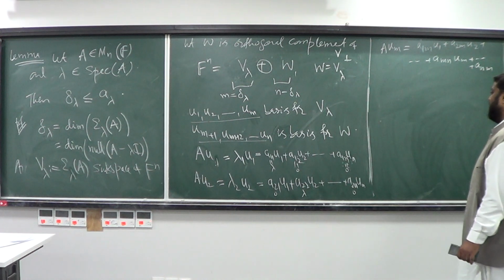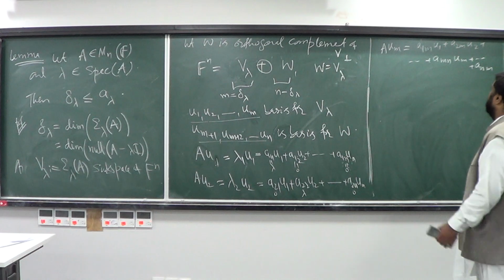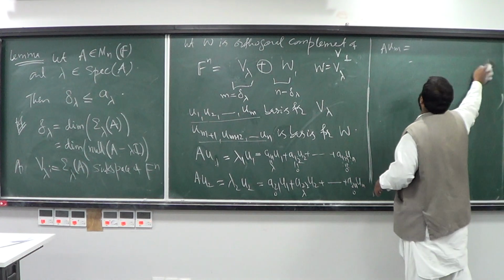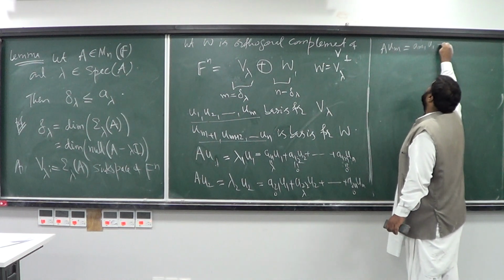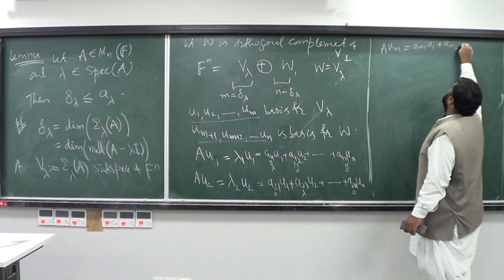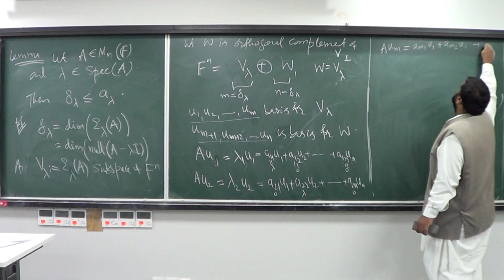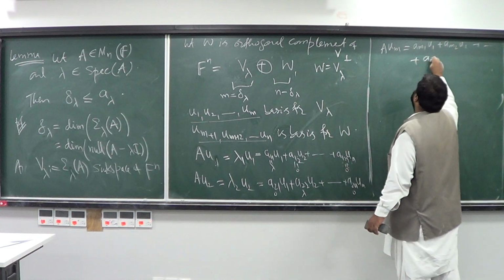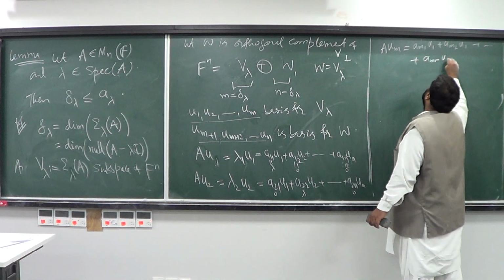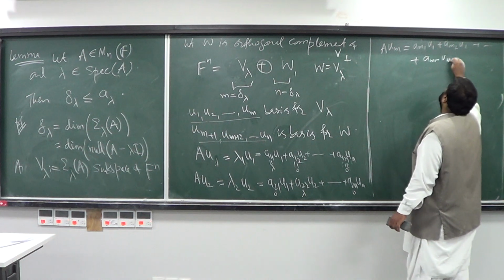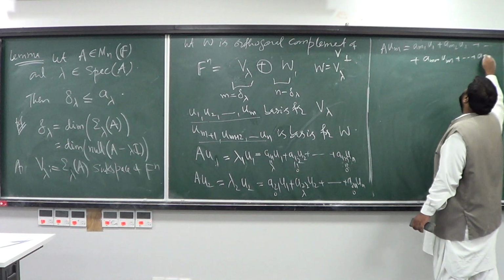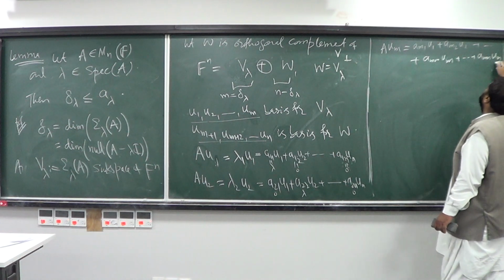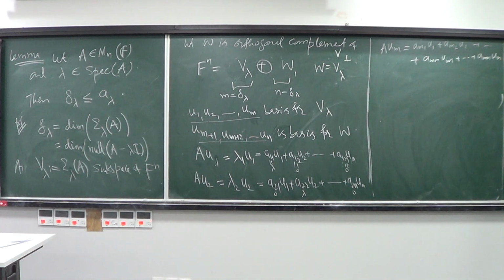Am I writing the index correctly? No, I'm not writing the indexes correctly. So this is going to be a_m1 u_1 plus a_m2 u_2 plus so on and so forth. A term will appear a_mm u_m plus so on and so forth, and a_mn u_n. This is what it is going to be.